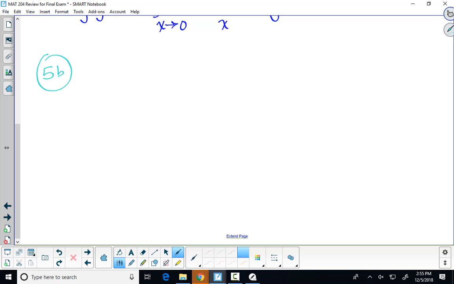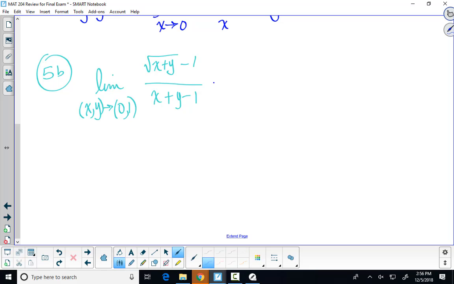So 5B, we have the limit. This reminds me of a college algebra problem. When you plug in your 0 and your 1, you get 0 over 0. It doesn't work. In college algebra, you had a bunch of these, which were kind of counterintuitive because you had to rationalize the numerator instead of the denominator, which just feels weird because you were always told to rationalize the denominators. So you have to rationalize the numerator here.